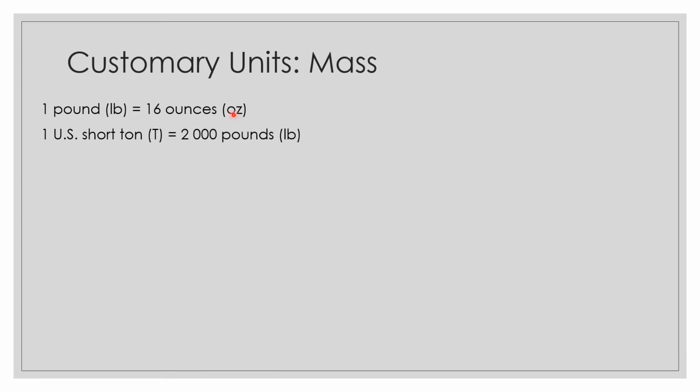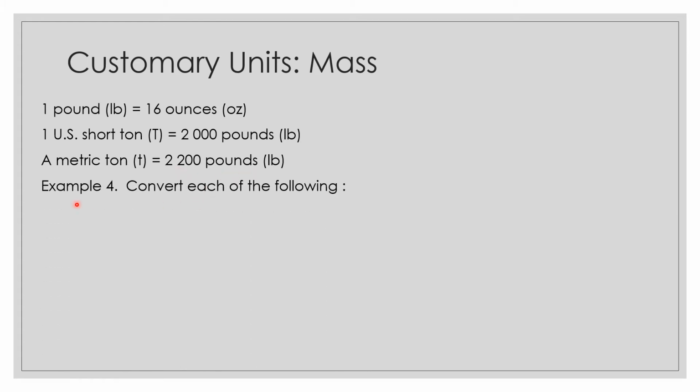Next. Now we use the customary units for mass. Now what are these customary units? Okay. 1 pound is equal to 16 ounces. That's common. We usually use that, especially if we are abroad. 1 US short ton is about 2,000 pounds. And 1 metric ton is about 2,200 pounds.